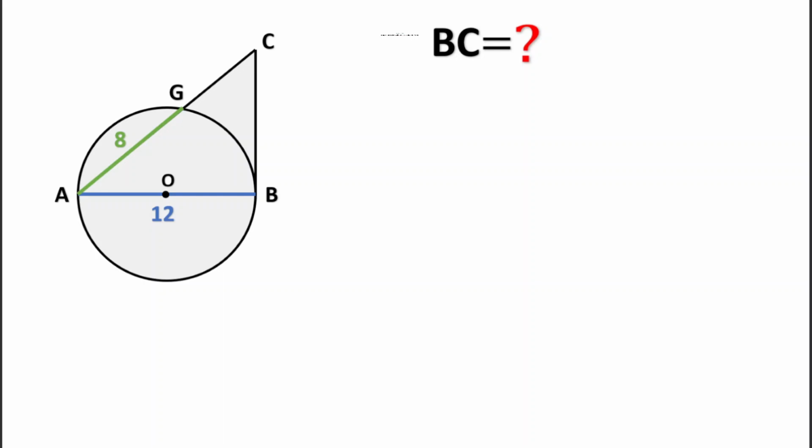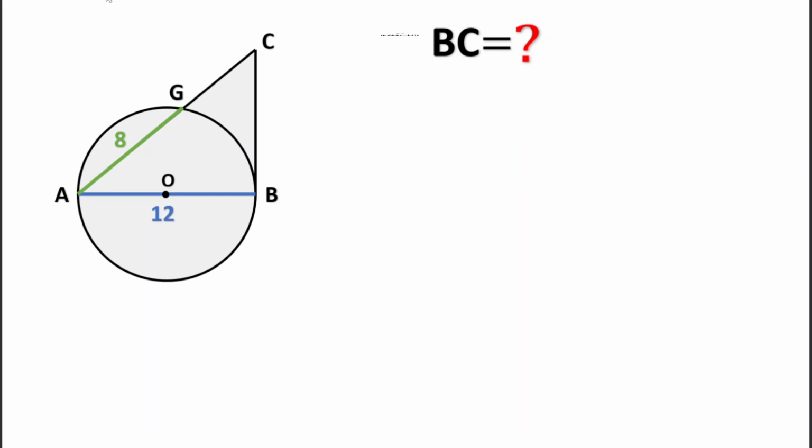Hello everyone, in this figure we can see that there is a circle with center O and the diameter length is given as 12 units, and the length of AG is given as 8 units, and BC is tangent to the circle. Then we have to find the length of this tangent BC. So how can we find the length of BC? You can try, otherwise watch the solution completely.